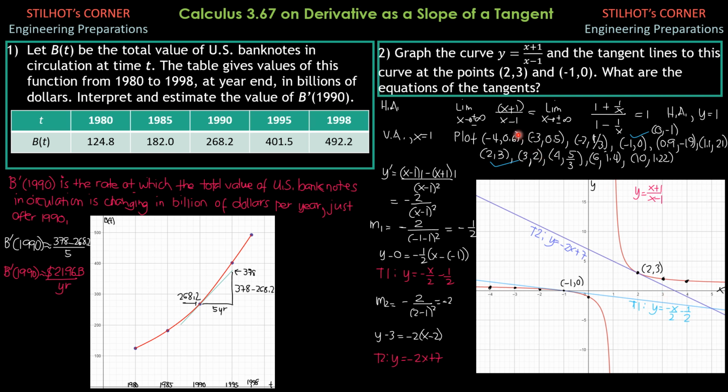So for the horizontal asymptote, we evaluate the limit of this function as x approaches infinity. But before that, we divide everything by x. So we have (1 plus 1 over x) over (1 minus 1 over x). As x approaches infinity, this is approaching 0. This is also approaching 0. So 1 over 1 is 1. The horizontal asymptote, therefore, is y equals 1.